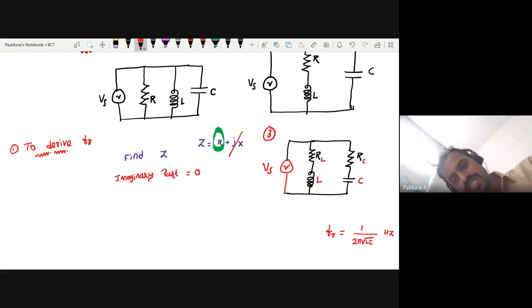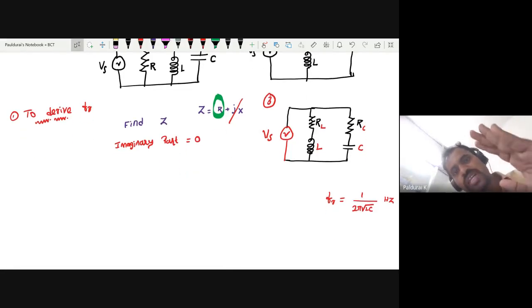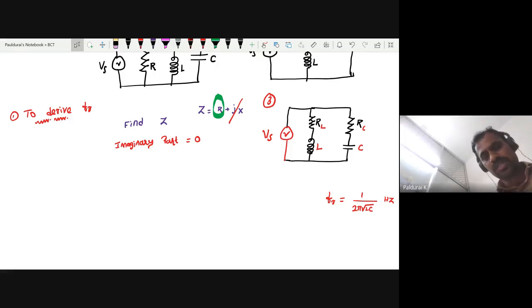Okay, so this is the flow. When you are calculating impedance, you will get a real and an imaginary part since you are playing with RLC. So make the imaginary part 0. So this is the flow: find the impedance, put the imaginary part equal to 0, then you can easily find the resonant frequency.